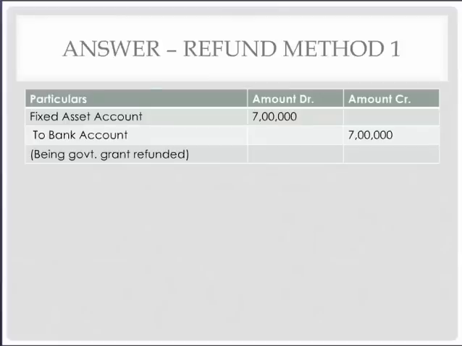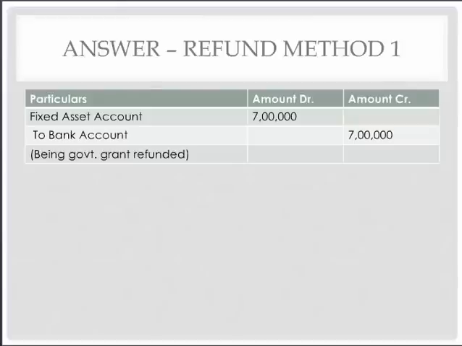In method 1, what you had done was you had reduced the cost of fixed assets by 10 lakh rupees and you were providing depreciation on the reduced cost. Now when you are refunding 7 lakh rupees, you will increase the cost of fixed assets by providing a journal entry, fixed asset account debit to bank account. So now let us imagine the journal entries which you would have booked till now.